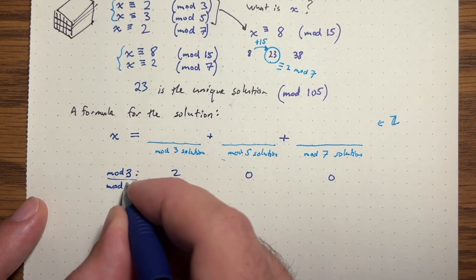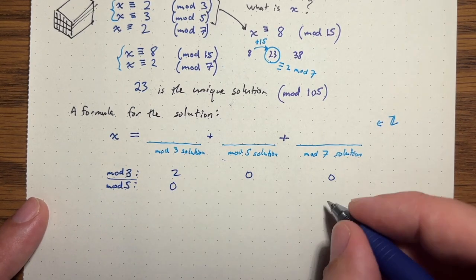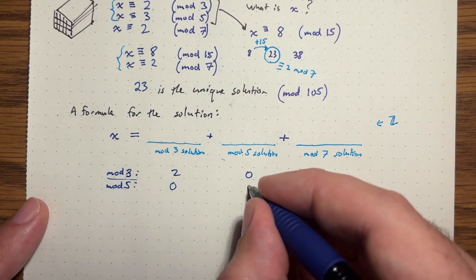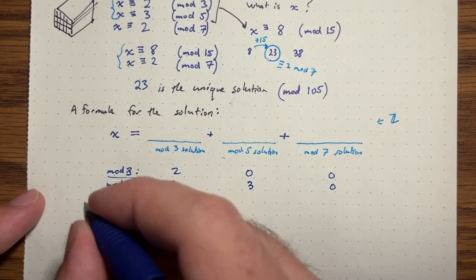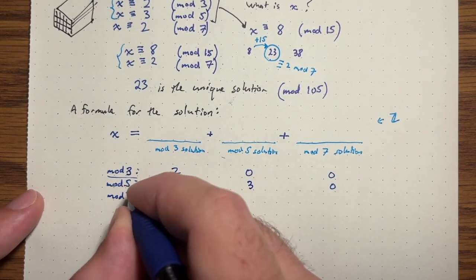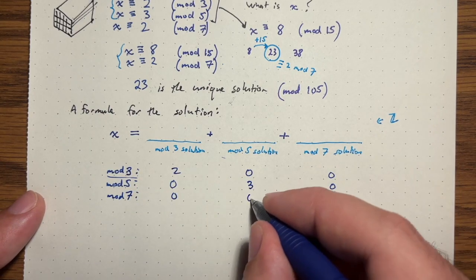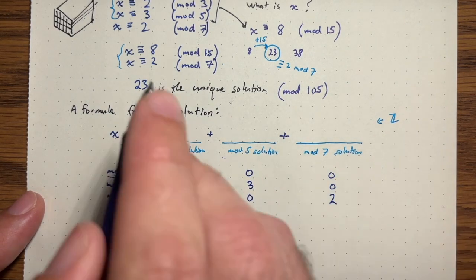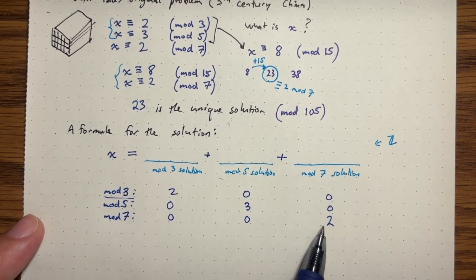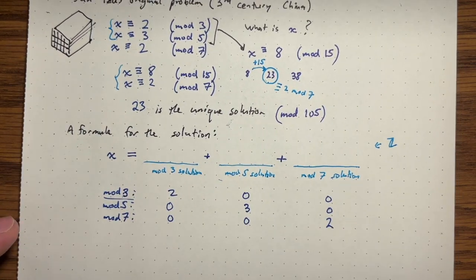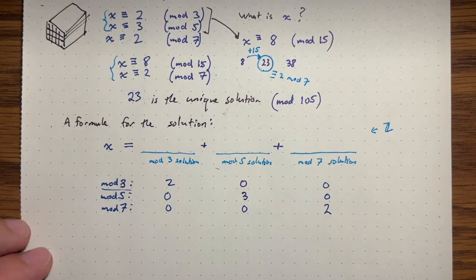When I look at x modulo 5, these 2 are going to end up being 0, and this is just going to be 3 modulo 5. And then when I look modulo 7, these 2 are going to end up being 0, and this is going to be 2 modulo 7. So I satisfy these. Well, how can I do this?